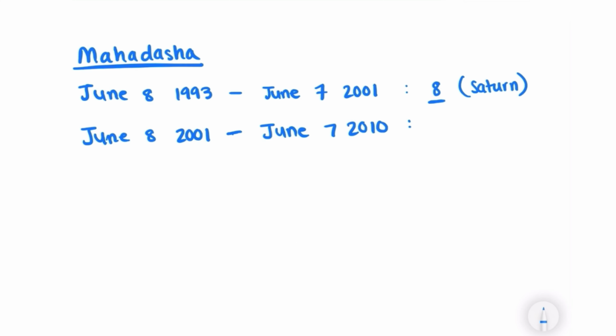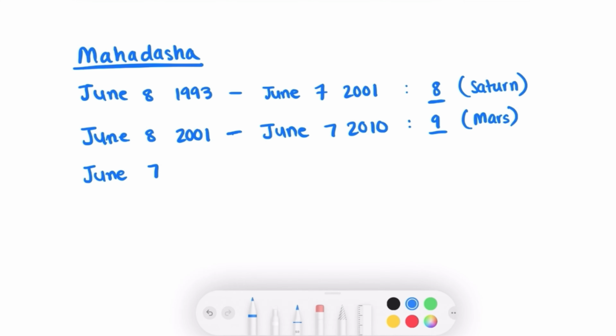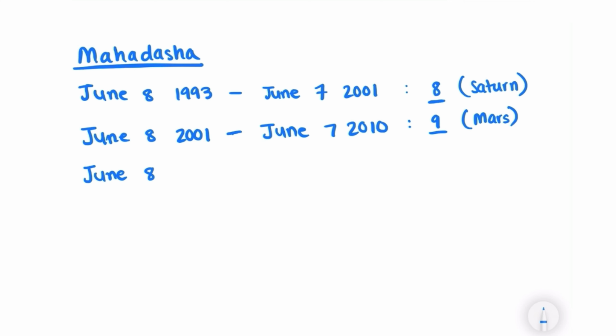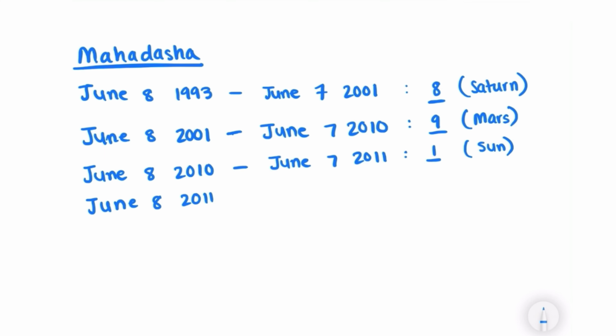From 2001 to 2010, this person will have Mars Dasha, which is number 9 Dasha. And after 9, we go to 1. So from June 8, 2010 to June 7, 2011, this person will be running Sun Dasha, which is also number 1. Okay, and you just continue it as much as you like.